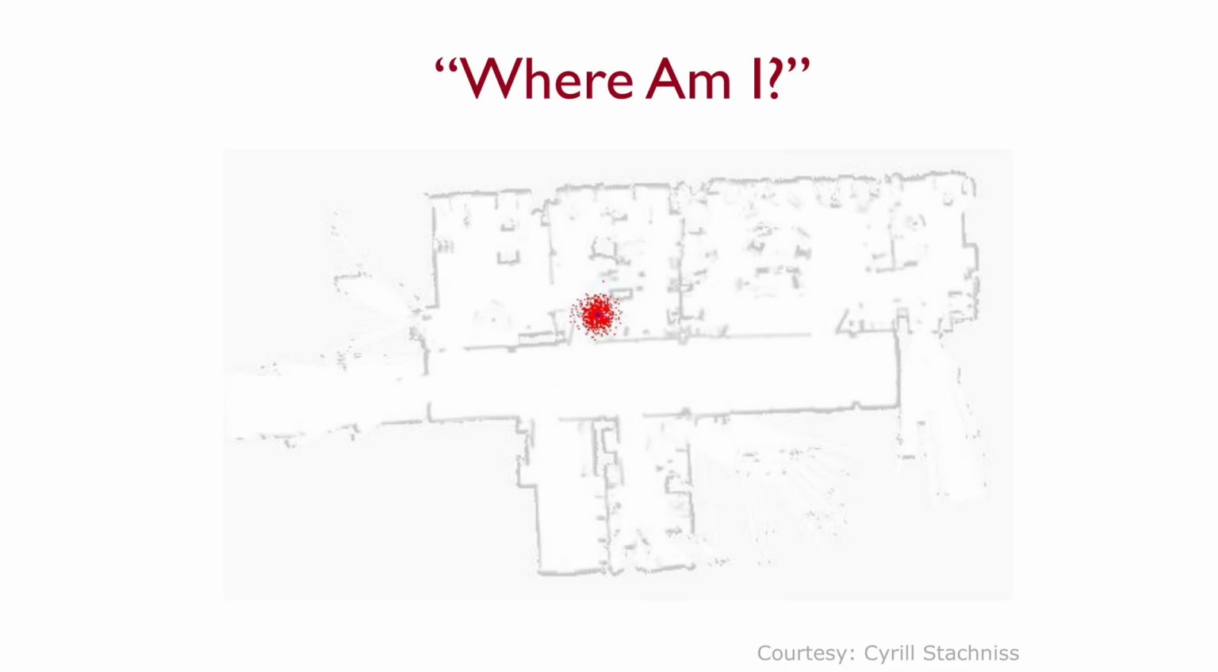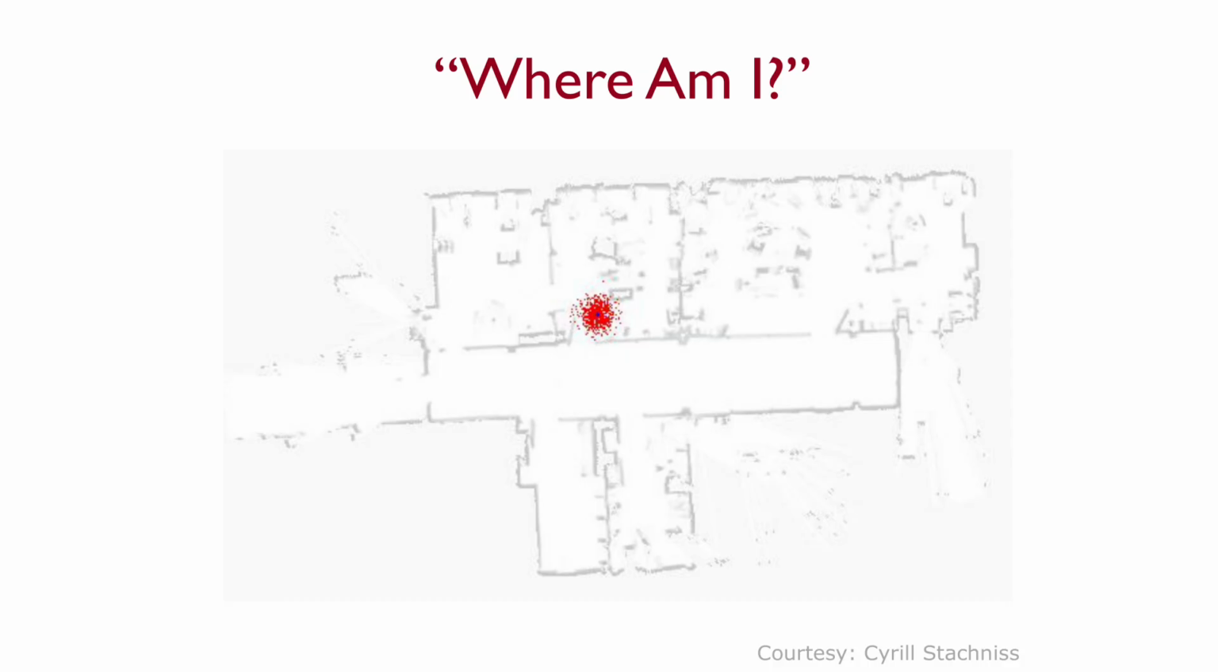Now, let's reveal one possible answer. Instead of computing a single pose directly, the robot represents its belief as a set of particles, many small hypotheses about where it might currently be. These red dots are the particles. Together, they form a probability distribution over all possible poses.